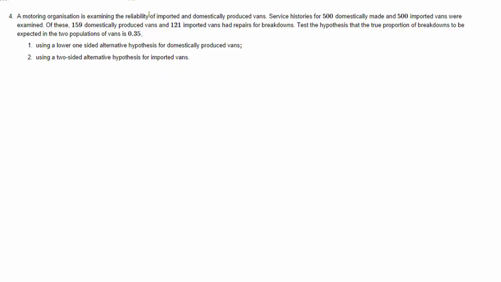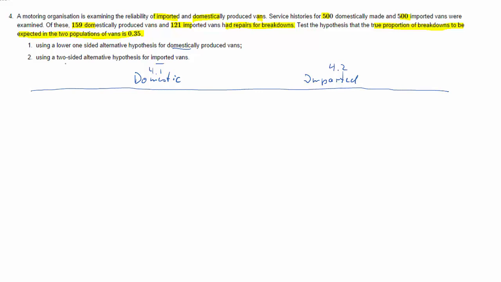So in this question we're looking at a hypothesis test for a proportion. We're looking at two different samples of cars, 500 each, and we find different numbers of vehicles that had some breakdown for either domestically or imported cars. So we're interested in the true proportion of faulty cars, or of breakdowns, in the two populations, domestic and imported cars, and we're interested in whether that true proportion is equal to 0.35.